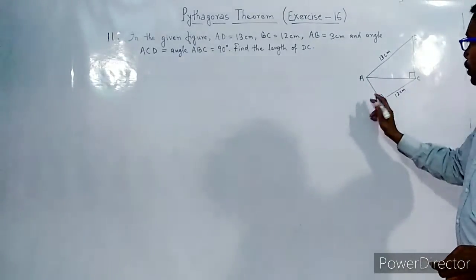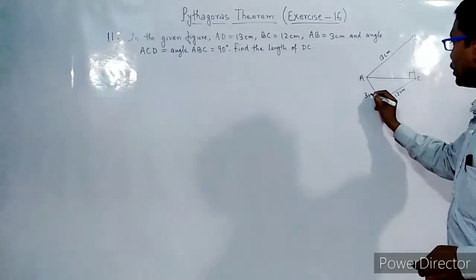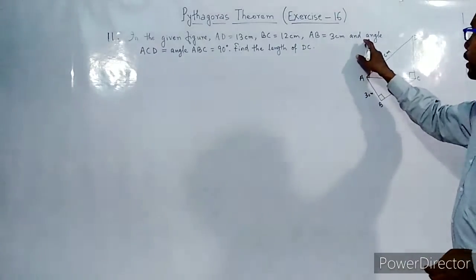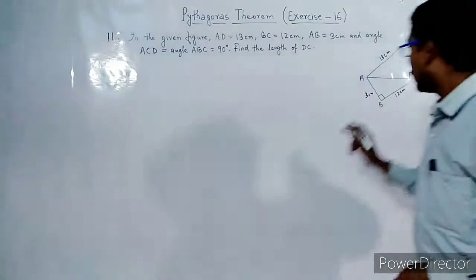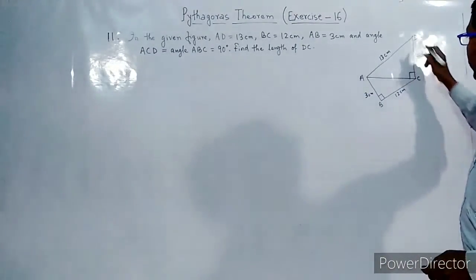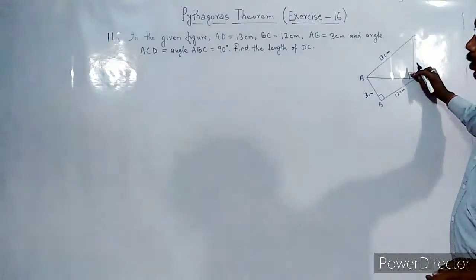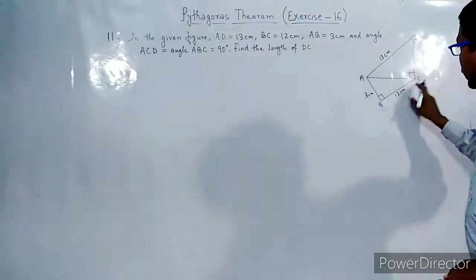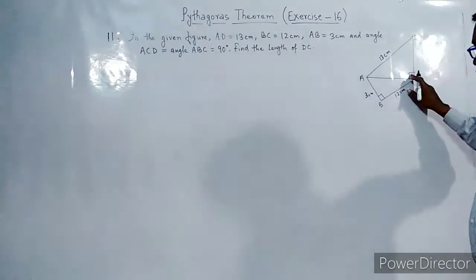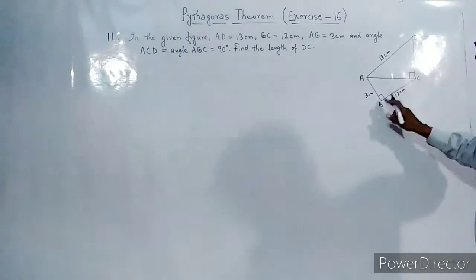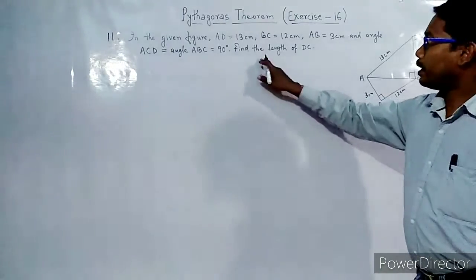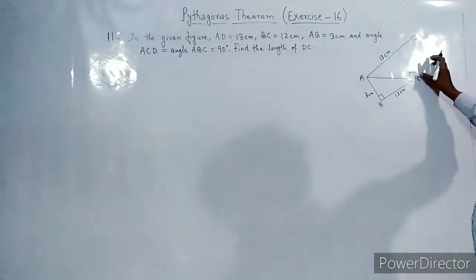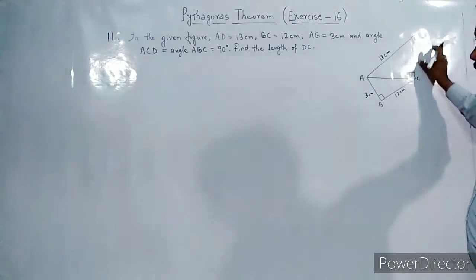AB is 3 centimeter, and angle ACD is equal to angle ABC. This C angle and B angle is equal 90 degree. Find the length of DC. So we have to find the length of this side.